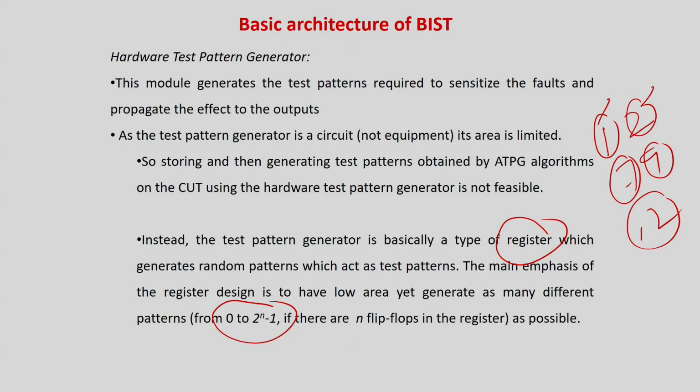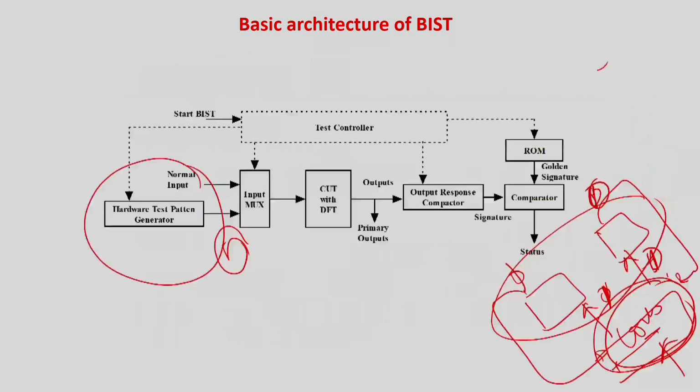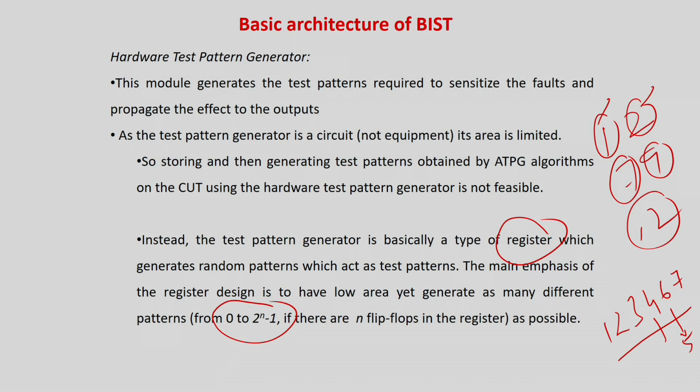As I have given a stray example here, like 1, 2, 7, 9, 12. So this test pattern state space is a bit sparse, but it may not be the case. It may be 1, 2, 3, 4, maybe one gap, then 6, maybe 7. These are all the patterns required for a 3-bit counter. Maybe only one is remaining, say 5, which I don't require as a test pattern. So my main job here will be to reduce this combinational circuit area, but still generate as many patterns as possible from 0 to 2 to the power n minus 1, the full range.